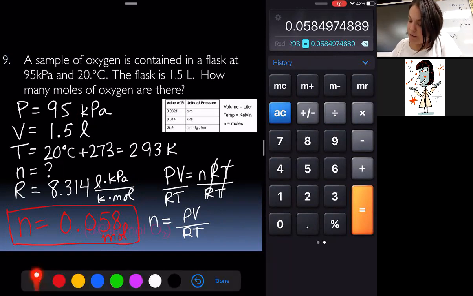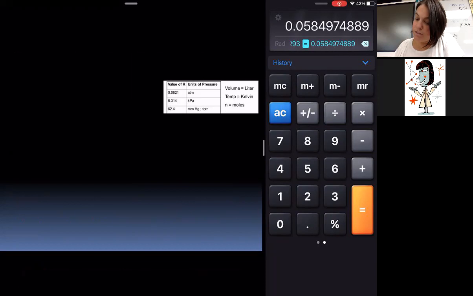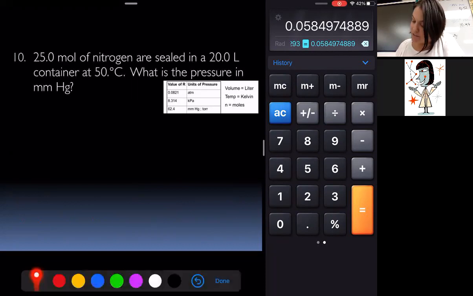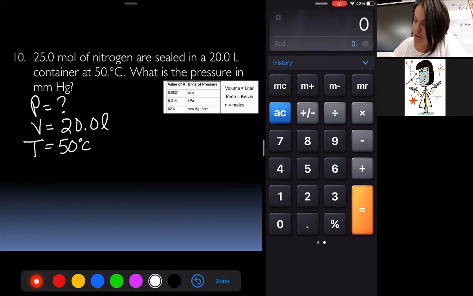Let's do another example. If I have 25 moles of nitrogen and it's sealed in a container that's 20 liters at 50 degrees Celsius, what is the pressure? So in this case, I am looking for pressure. My volume equals 20.0 liters. Again, I'm in liters. If I was in milliliters, I'd have to convert that. My temperature is 50 degrees Celsius. Not going to work. 50 plus 273 is going to give me the answer in Kelvin, 323 Kelvin.